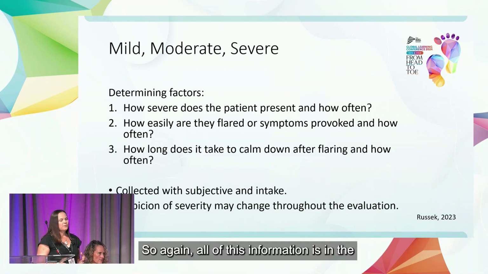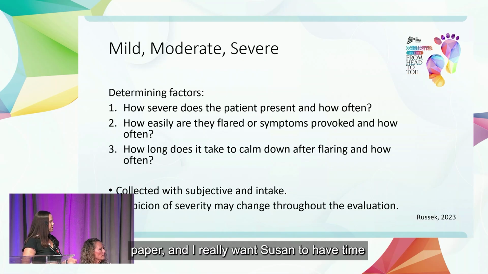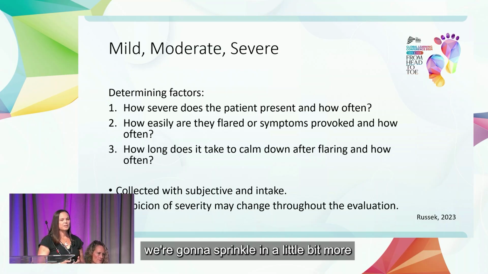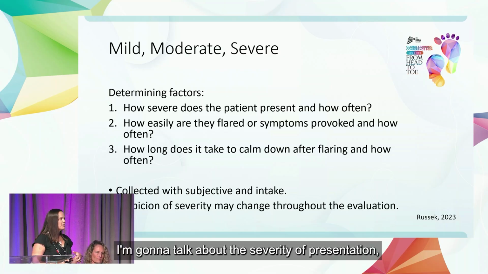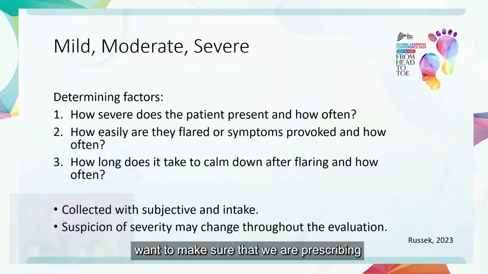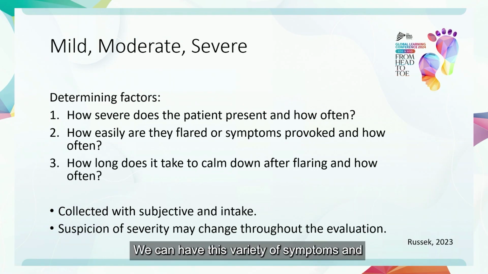So again, all of this information is in the paper, and I really want Susan to have time to tell you about the interventions too. We're going to sprinkle in a little bit more than what was already in the paper, but I'm going to talk about the severity of presentation, and this is really important because we want to make sure that we are prescribing the right treatments to the individual. We can have this variety of symptoms and also a spectrum of severity with each individual, and we don't want to treat all the same.